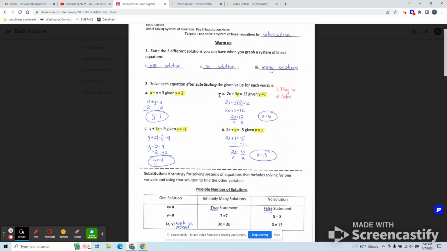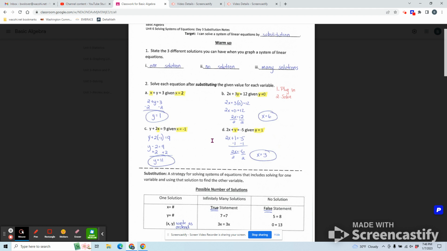Letter B. 2x plus 3y equals 12, given y equals 0. So where I see a y, I'm going to plug in a 0. Everything else stays the same. So 2x plus 3, instead of a y, I'm substituting in 0, equals 12. 2x plus 0 equals 12. Divide both sides by 2, and x equals 6. C and D are very similar, so you can work through those and check it out as you go.